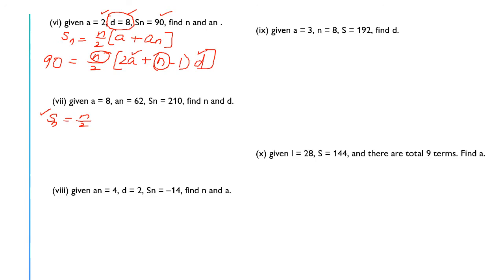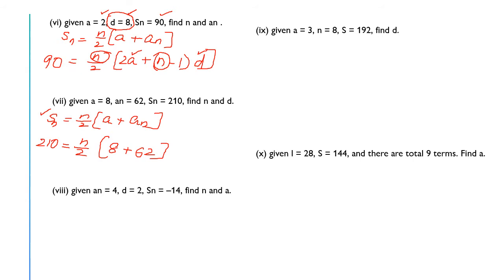That is n by 2 into a. The first term is given, the last term is given. So, you can just substitute there the first term a plus an. If you substitute this, then what will you get? Sn is given as 210, which is equal to n by 2 into a, which is 8, plus an, which is 62. So, what do you get here?